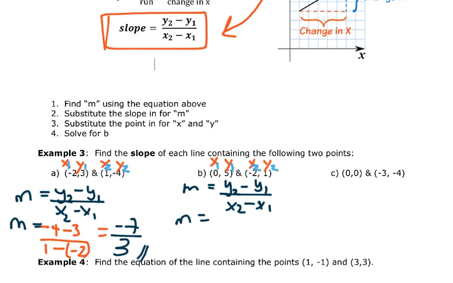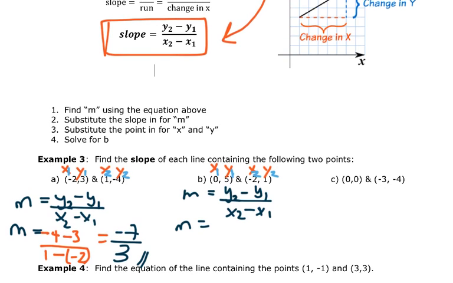And let's plug in. Hopefully you should be able to do this by yourself now. y2 is just 1 minus y1 is 5 all over x2 is -2 and x1 is 0, so minus 0. And let's put it all together. 1 minus 5, just -4, all over -2 minus 0, just -2.